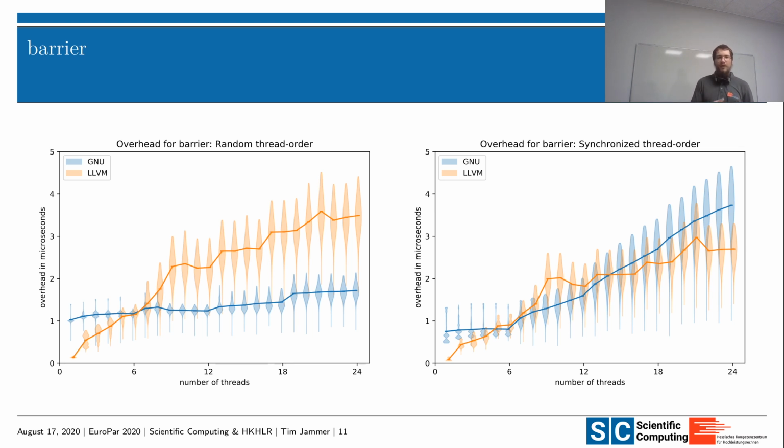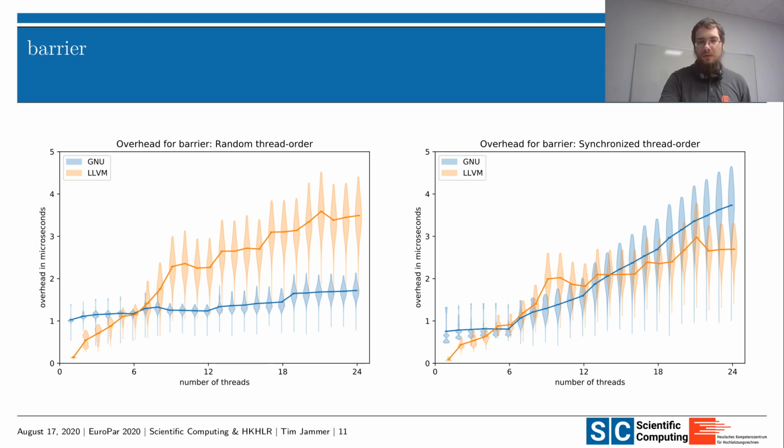Here, between the left hand and the right hand figure, the distinction is in the order in which the threads enter the barrier. On the right hand side, we have a synchronized thread order, which means that all threads arrive at the barrier at roughly the same time point. In contrast, on the left hand side, we see a random thread ordering. This means that we have a time frame, and each thread uniformly at random picks a time point within this time frame and enters the barrier at that time point. So there is a small delay between the threads entering.